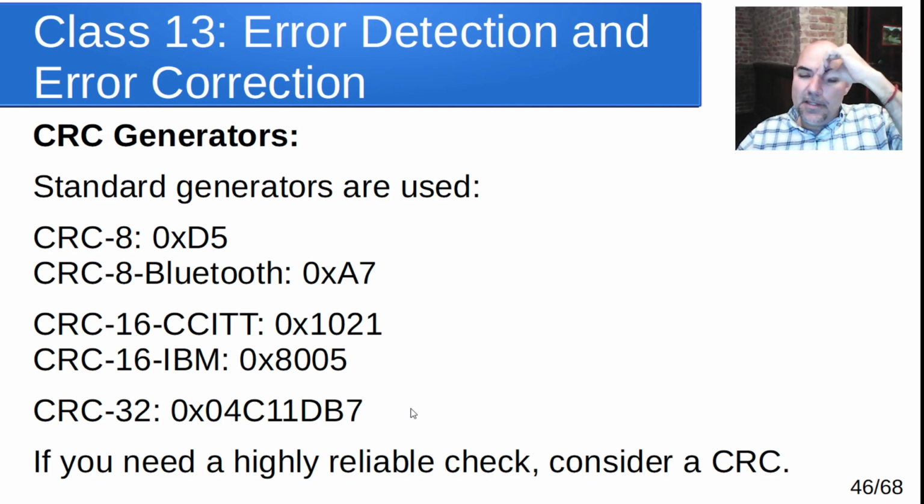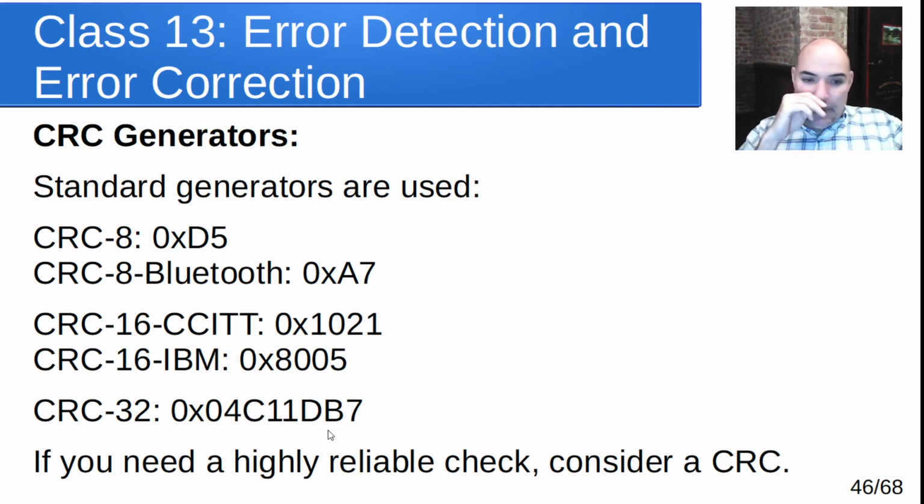But you'll notice that the generator for that would be 0xD5. The CRC that's used as the standard for Bluetooth communication is A7. It's also an 8-bit CRC. And then there's some other ones. The CRC-16 CCITT is a standard one that's used a lot. It has this generator. There's another one that IBM uses that is hex 8005. And CRC-32, a standard for that, uses this generator.